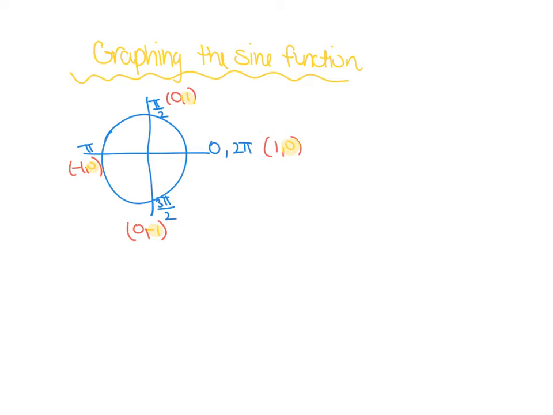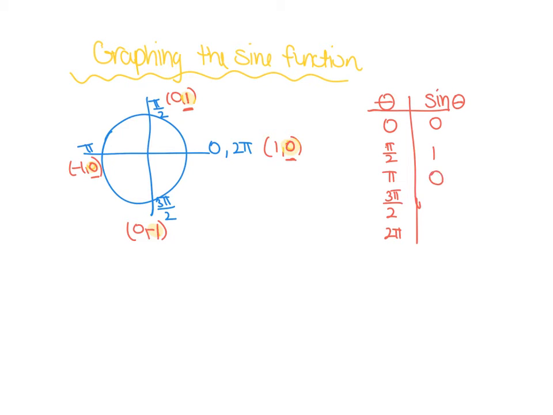And just like with cosine, we can make a table of values before we actually start sketching these. So your x value is like your theta, your angle. So you have 0, pi halves, pi, 3 pi halves, and we end with 2 pi. And now the function we're graphing is sine of theta. So what is the sine of that angle? Again, that's the y value at your ordered pair. So here it's 0, here it's 1, here it's 0, here it's negative 1, and then we end at 0.